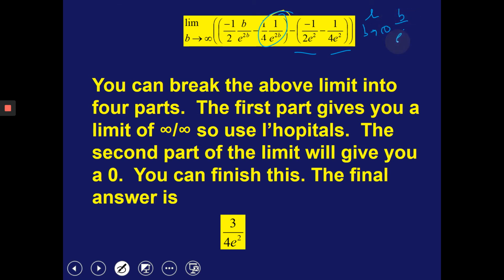b over e to the 2b, which is infinity over infinity. So I can use L'Hopital's. This is a continuous function. So I get 1 over 2e to the 2b, and this goes to 0. So I have 0 minus 0 plus 1 over 2e squared plus 1 over 4e squared. And when I get a common denominator, I'm going to get 3 over 4e squared.